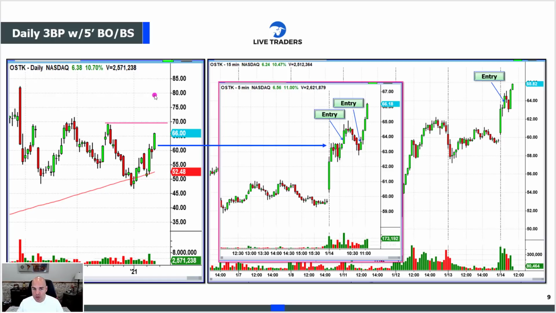Now what happens if it reaches $70? It's a 7R move. What was a 1.5R move, right? You had an $8 range, 62 to 70. You had a $5 stop. That's 1.6R.